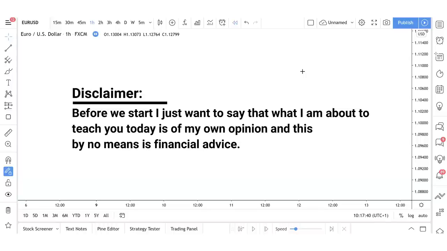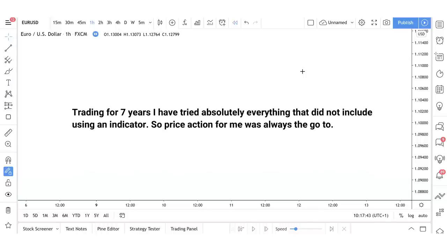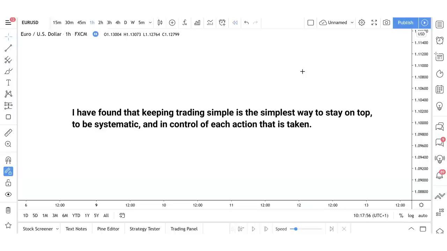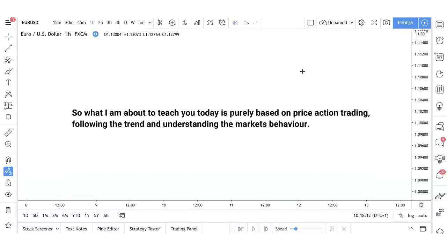So please remember that. I've been trading for about 7 years now, and I've tried absolutely everything that doesn't include an indicator. So price action for me was really always the route to go. Now, I found over the years, keeping trading simple is clearly the simplest way to stay on top, to be systematic and in control of each action that is taken. So what I'm about to teach you today is purely based on price action trading alone, following the trend and understanding the market's behavior. So let's roll the intro and get into this.